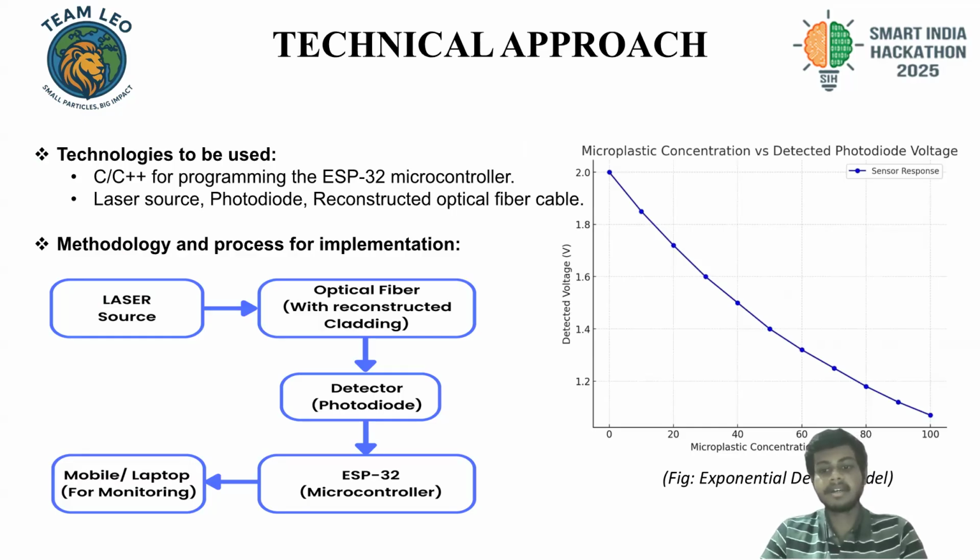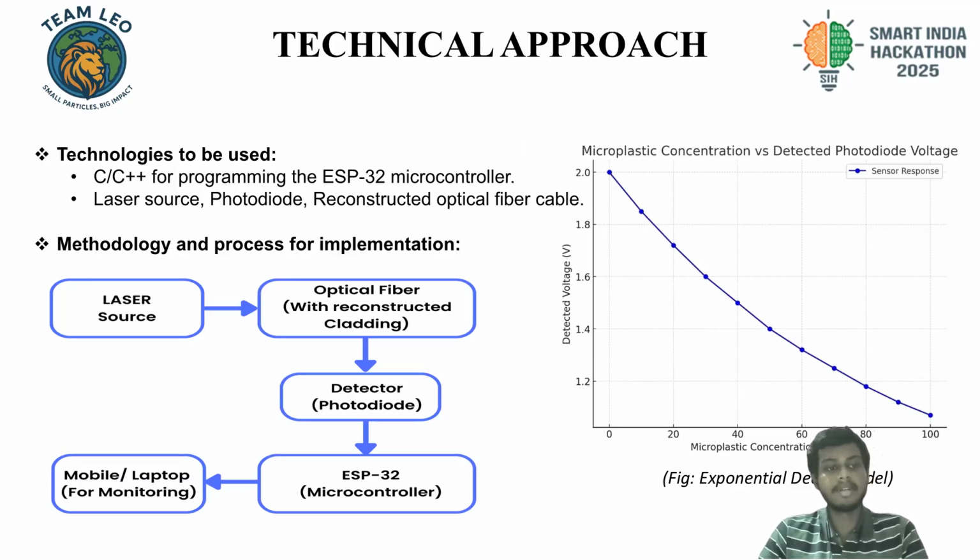Here we provide a graph of the microplastic concentration versus the detected photodiode voltage. As we can see, when the microplastic concentration is low, the detected voltage at the photodiode end is higher, and it gradually decreases as the microplastic concentration increases. Since the light gets scattered away, the received intensity is less, and hence we can conclude that the detected voltage is also less.